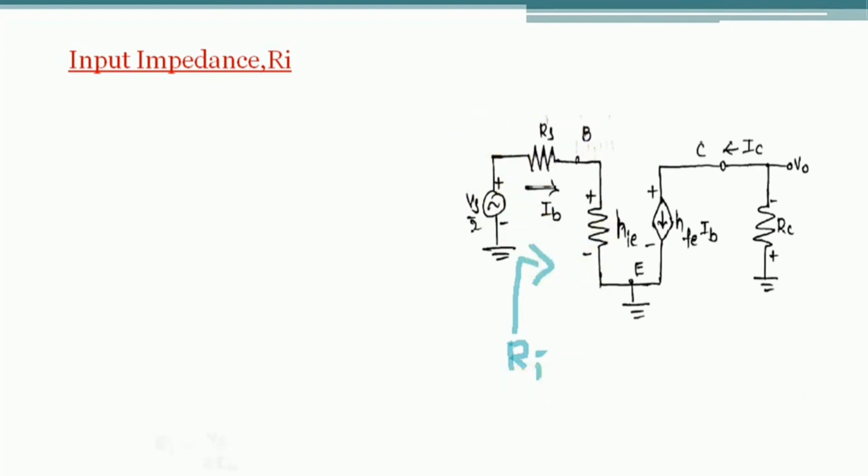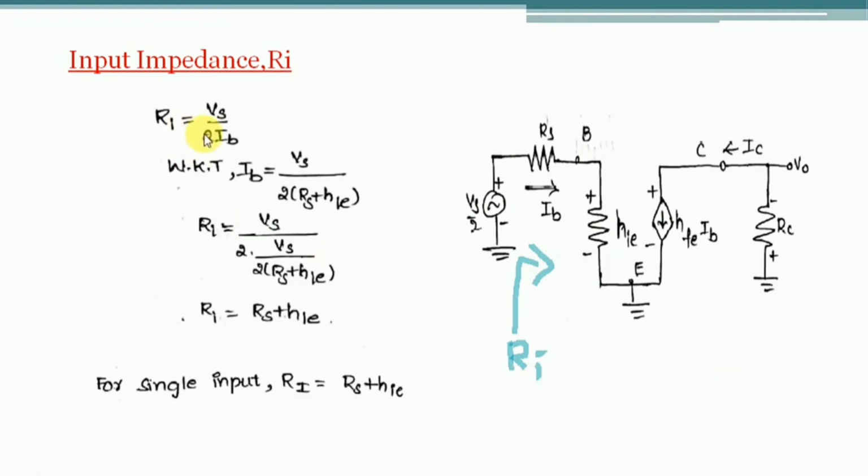Okay, the input impedance Ri is Vs by 2Ib. By simply applying KVL, as we did previously in the differential mode gain, we obtain the Ib expression as Vs by 2 times Rs plus Hie. Now simply substitute this Ib value in this equation, and we get Ri as Vs by 2 times Vs by 2 into Rs plus Hie. The 2s get cancelled and Vs gets cancelled. Finally the input impedance Ri is Rs plus Hie.